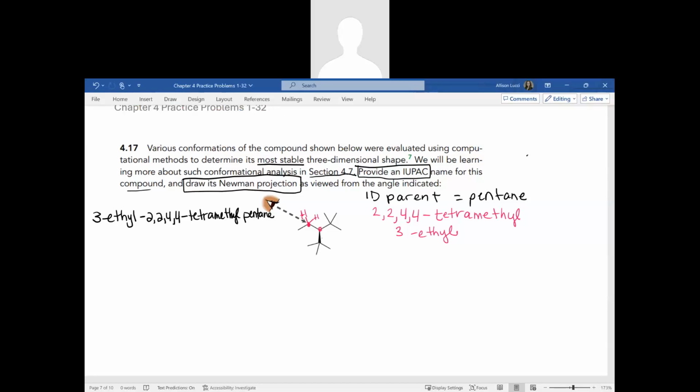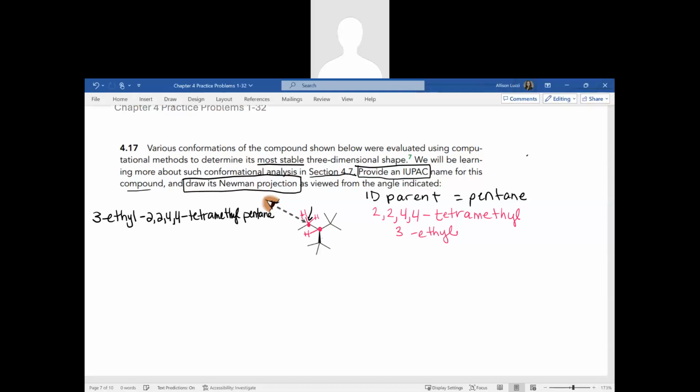Our second carbon that we see, we have one tert-butyl group pointing up. We have one tert-butyl group pointing down to the right, and then we'll also have a hydrogen pointing down to the left. So let's see how we could translate this to a Newman projection.